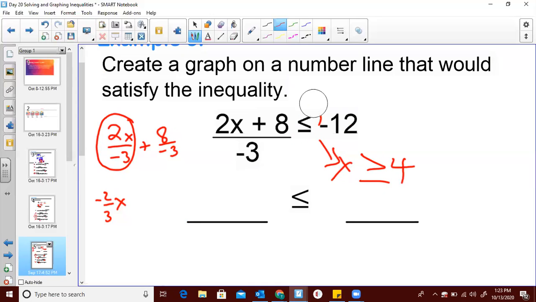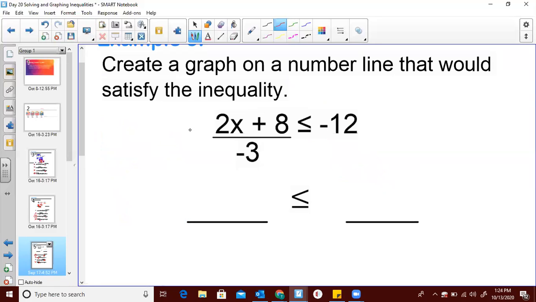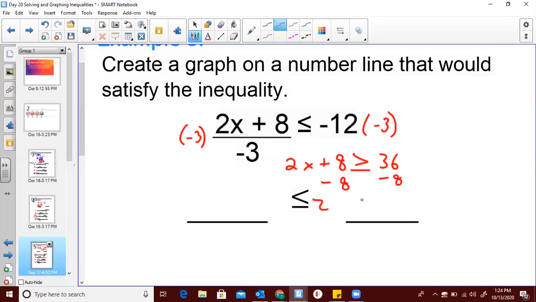All right, and just to kind of show you that this does work, I would multiply both sides by negative 3. And right when I did that, I would have to switch my sign right here. Bam. Because I multiplied by negative 3. I'll make this positive 36 minus 8 be 2x is greater than or equal to 24. Divide by 2, and you'll see we get x is greater than 12.